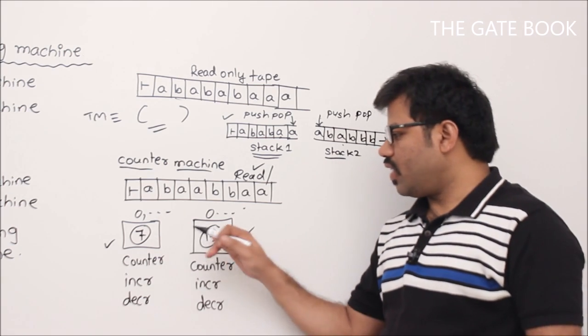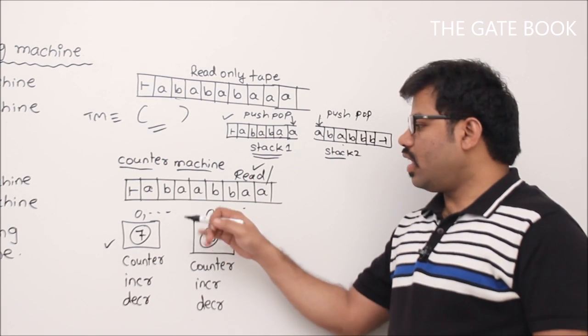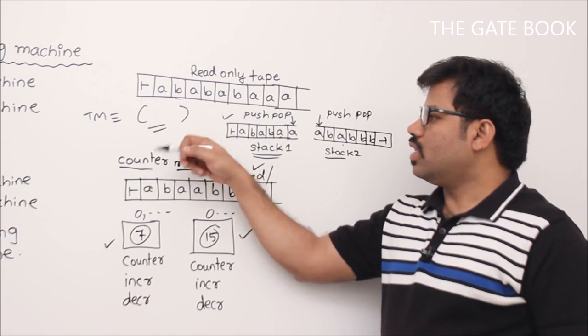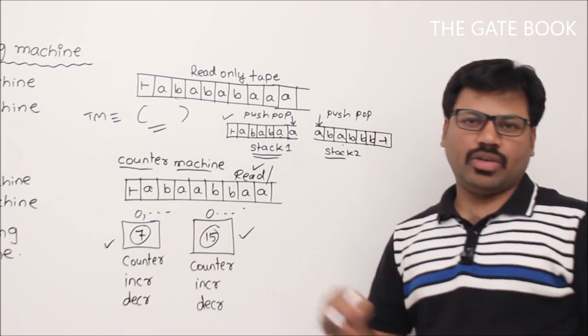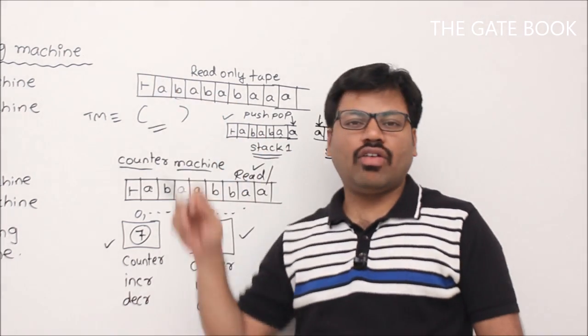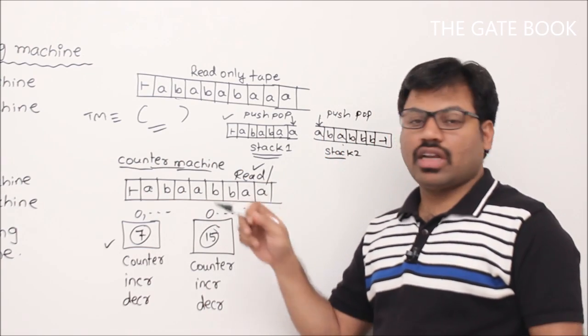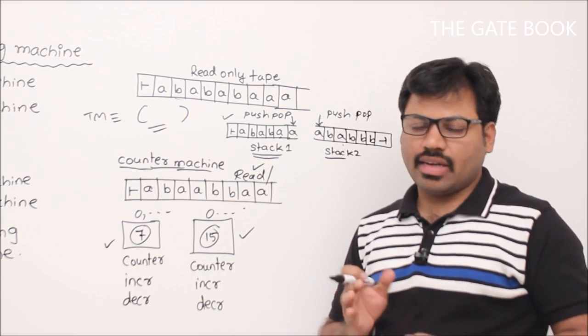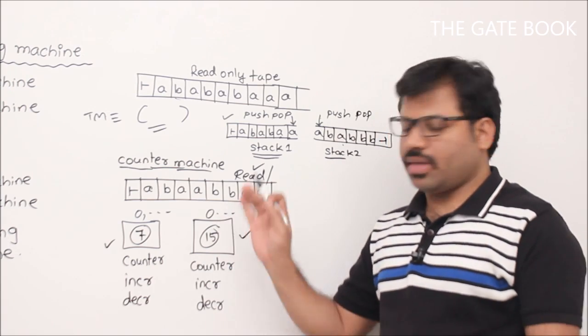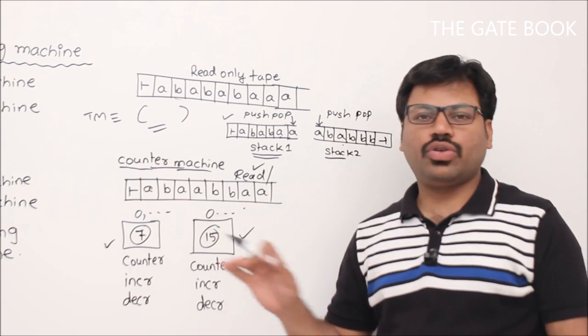Such counters are given with a read-only tape, then definitely we can simulate the two-stack machine with this counter machine. But the two-stack machine is already equivalent to the Turing machine, right? So in that way we can prove that the counter machine is also equivalent to the Turing machine. The details I am not explaining, don't worry about them, you remember them. So the counter machine is equivalent to the Turing machine.